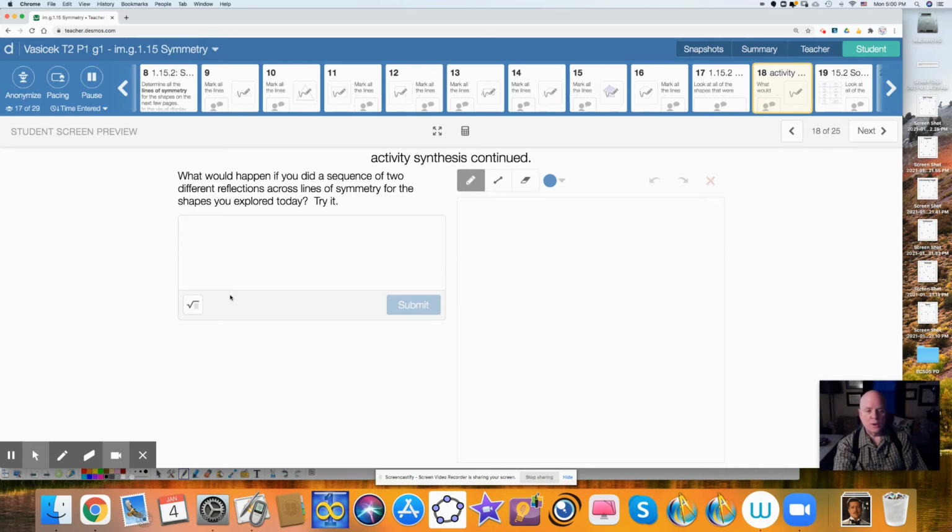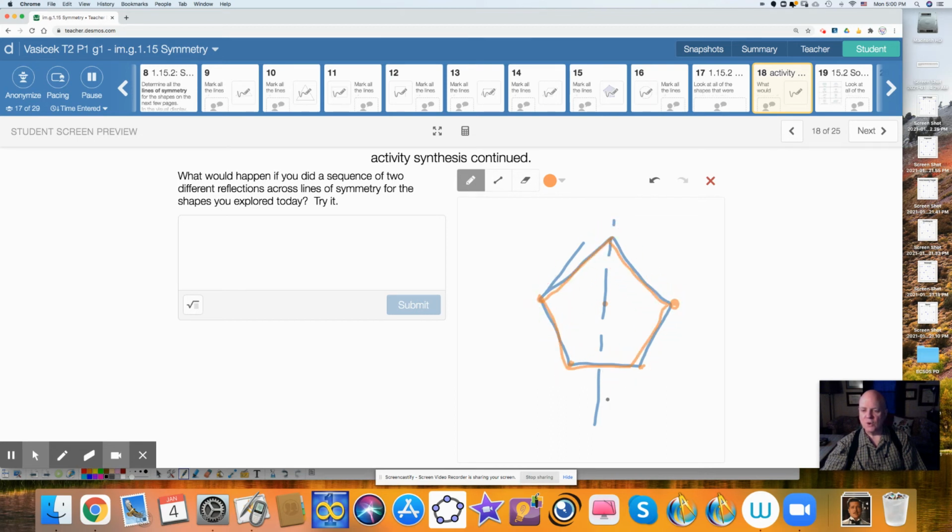What happens if you did a sequence of 2 different reflections across the line of symmetry for the shape that you did today? So for instance, if we did a pentagon, let's just take our regular pentagon like this, and you were to reflect it across this line of symmetry. If I do that, this vertex will go equidistant, opposite side. This will go equidistant, opposite side. And so we end up with the same figure.